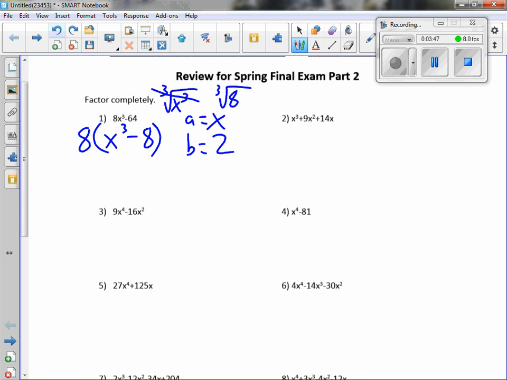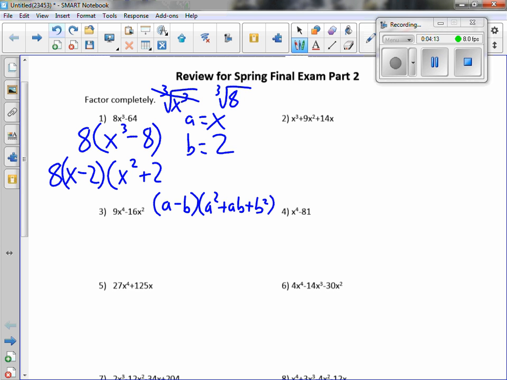And so for this, you will get this formula on the test, but obviously you'll need to know when to use it. The formula for these is a minus b, a squared plus ab plus b squared. So I have my original GCF of 8. A minus b, we sub in what we got, so x minus 2. A squared is x squared, plus a times b, x times 2 is 2x, plus b squared is 4. And so that is your final answer for problem number 1.